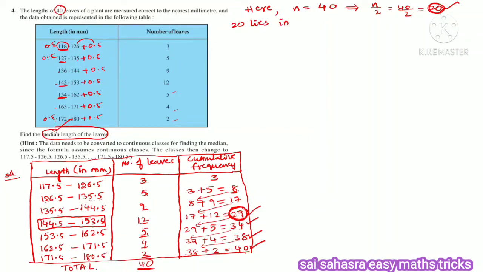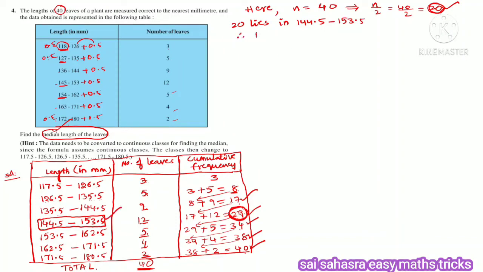20 is lying in which class? Even though it is 29, we are not having 20, this is up to 17 only. So after 17 and up to 29 will lie in this class. So that is why we are writing that 20 lies in 144.5 to 153.5. This lies in this class.